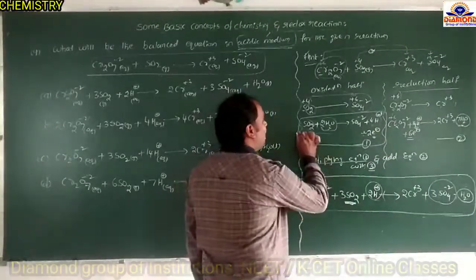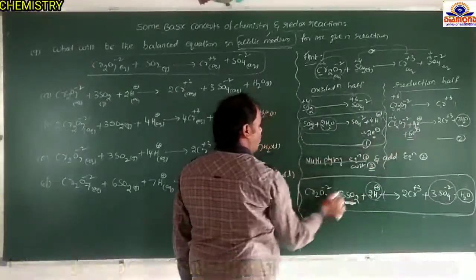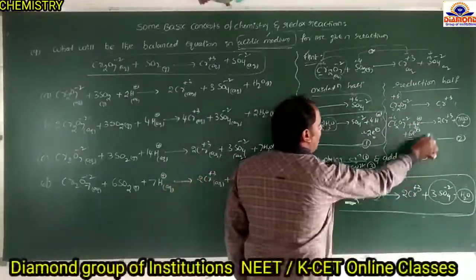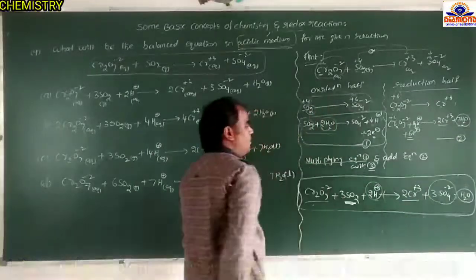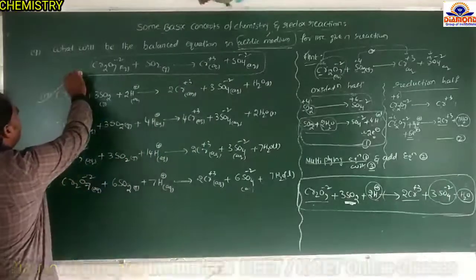So, after multiplying equation 1 and adding equation 2, we have Cr2O7 minus 2 on one side and 2Cr plus 3 on the other. This is the final equation. Therefore, option A is correct.